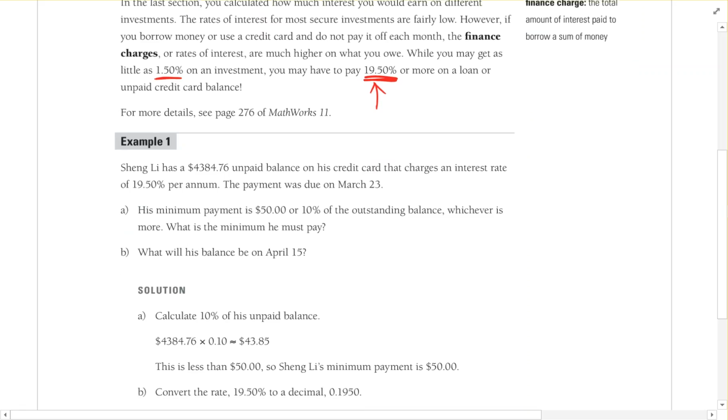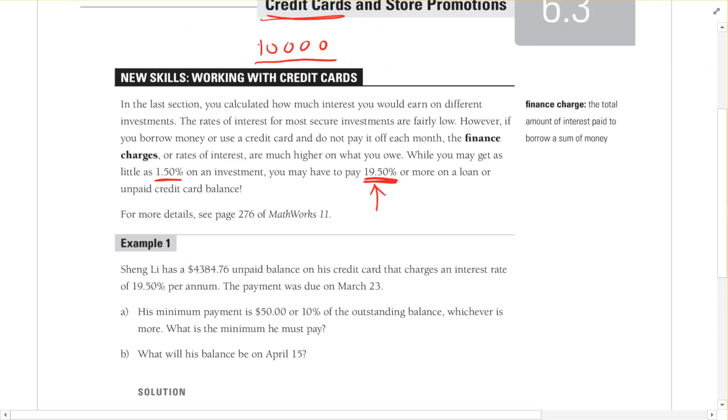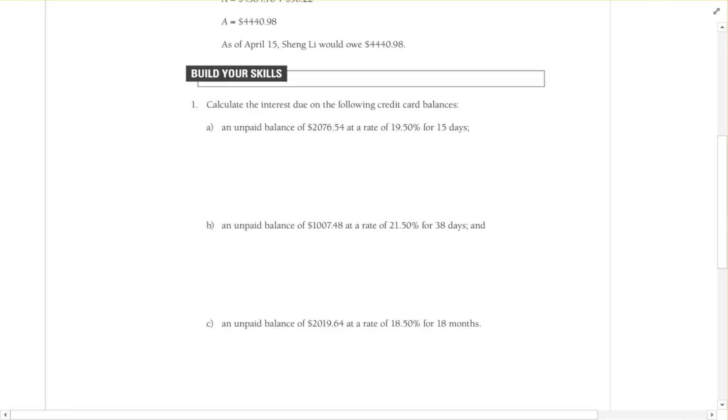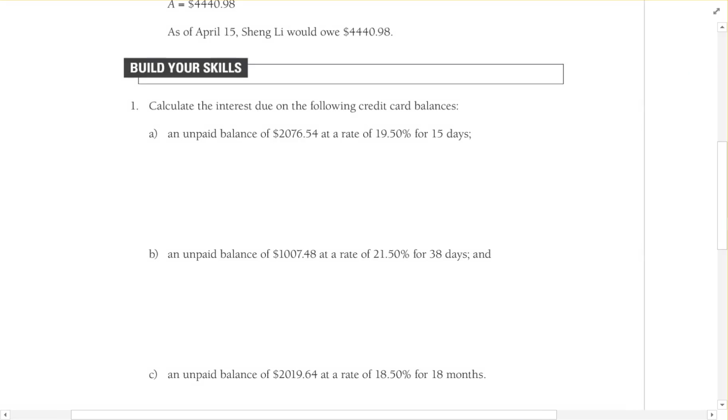All right, so you can look through number one as an example, but I'm going to skip over to Build Your Skills. Number one says calculate the interest due on the following credit card balances. So we've got an unpaid balance. Balance means how much is on it, of $2,076.54 at a rate of 19.50% for 15 days. That's how many days we're paying on that.